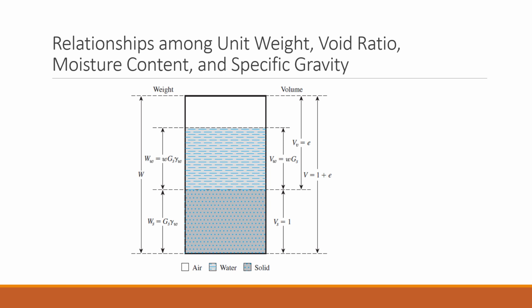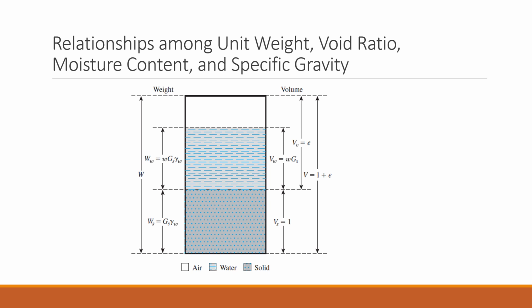So, to obtain relationship among unit weight, void ratio, and moisture content, let us consider a volume of soil in which the volume of the soil solids is 1. So as shown here, kaning Vs sa atong diagram, on the volume side, which is on the right, Vs, or the volume of solid, is equal to 1. So ato lang siyang i-set equal to 1 so that we can explore the relationship among the unit weight, void ratio, moisture content, and specific gravity.